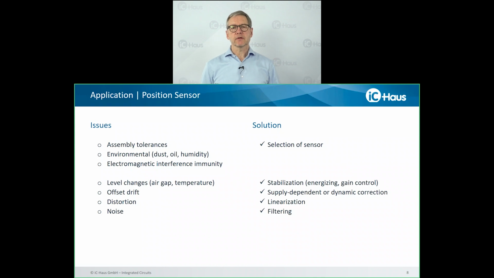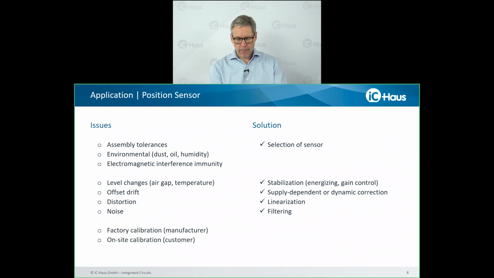This is something the electronics have to cater for, especially by stabilization, maybe of the sensor's energizing, or then by an automatic gain control. The offset drift could be compensated supply dependent or also by a dynamic correction. For distortion, we can counteract by a linearization feature. For noise, there is a good idea to add some digital filtering.